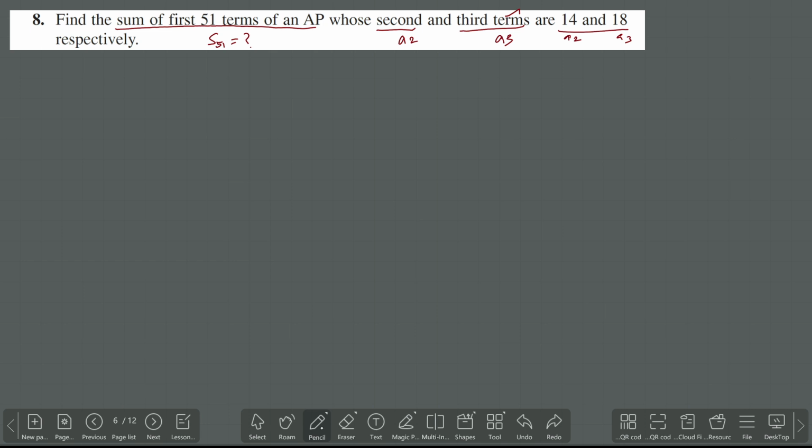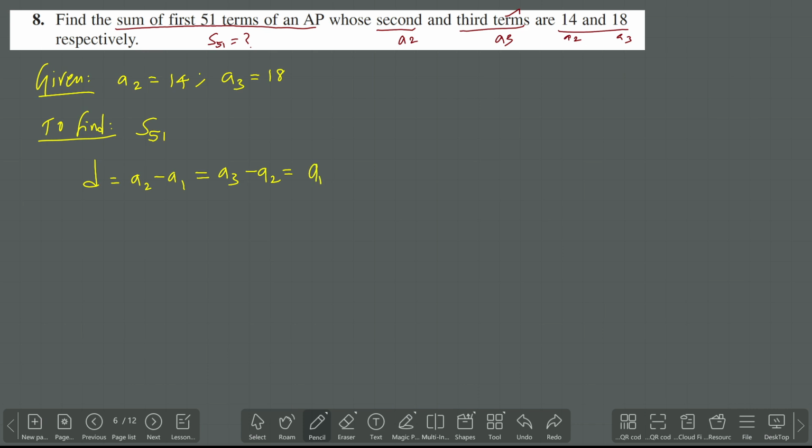Clear? It's elimination. So in the given, A2 is 14 and A3 is 18. Now, the common difference we know very well: A2 minus A1 equals A3 minus A2, which in general form is An minus An-1. So if you choose one term and subtract the previous term, you will get the D value. So D equals A3 minus A2.